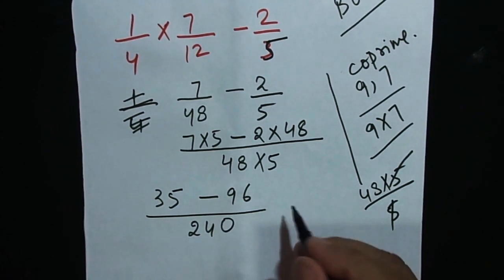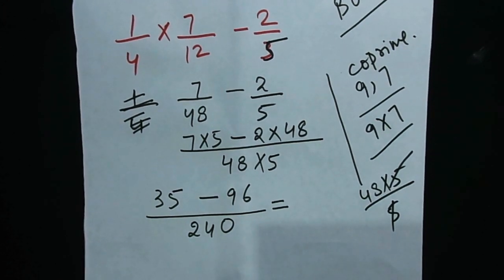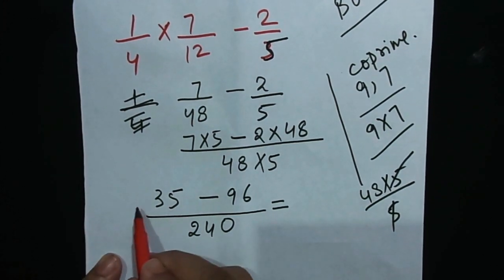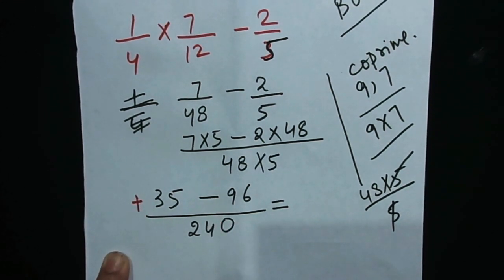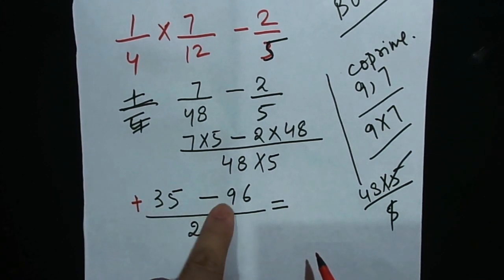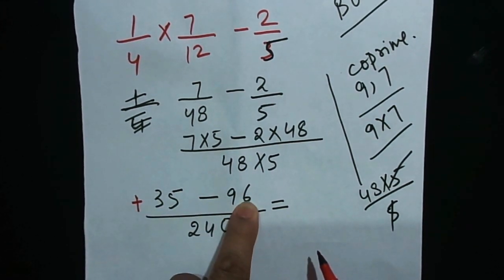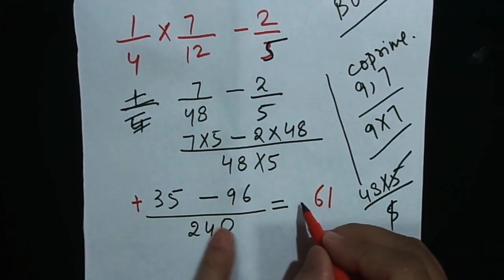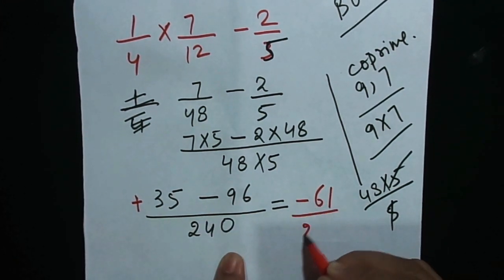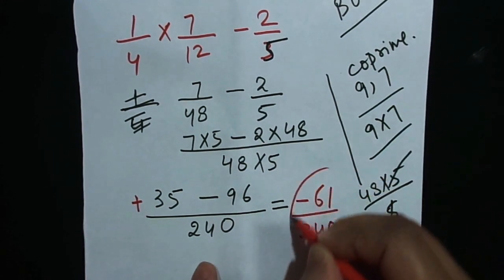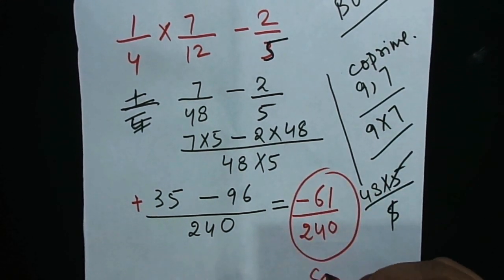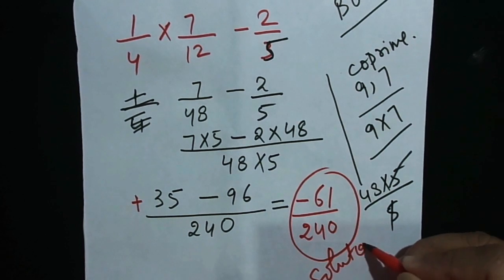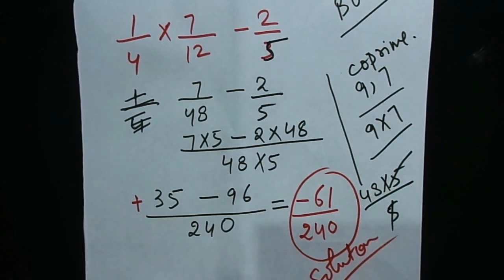Now both of them, one has a positive sign and one has a negative sign. Therefore we have to subtract them. So after subtraction, I'll get minus 61, and the sign of the bigger number will come into play, over 240 as our final solution.